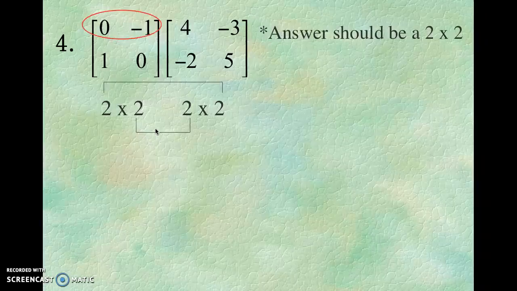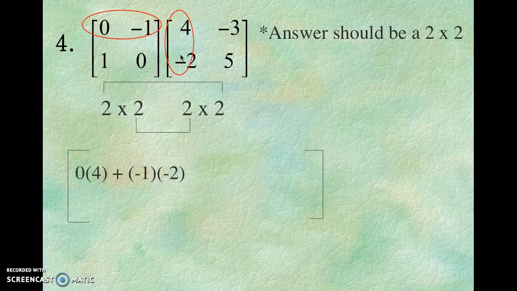So we're going to take 0, -1 and multiply that by 4, -2. So 0 times 4, -1 times -2. And we're going to add those two things together. Then we're going to do 0 times -3, -1 times 5. And we're going to add those two things together.